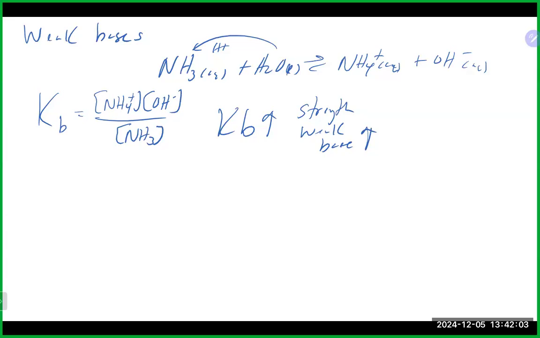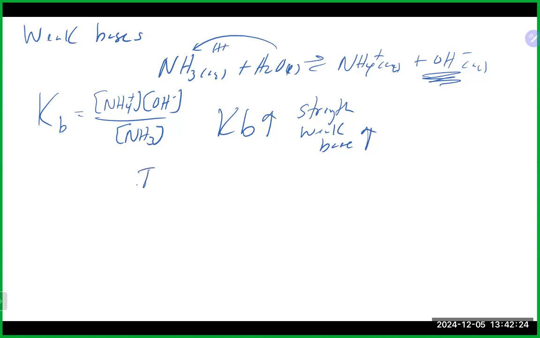Again, it's nowhere near as strong as a strong base, but in terms of comparing one weak base to another, it would be higher. The reasoning is the same: if you have a large Kb value, you mainly have products. You have a lot of free OH minus, and that is basically the definition of a base in this particular case.